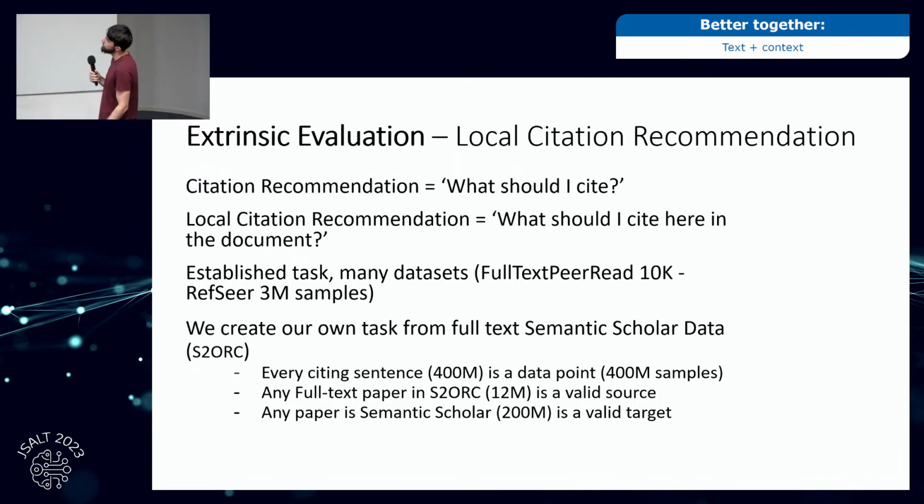There are many data sets, and they tend to be fairly small, certainly in the context of what we've been doing. So full text PeerRead is 10K samples, RefSeer 3 million. And we've created our own task from the Semantic Scholar data, which has full text, which they call S2ORC, which is around 12 million papers. Every citing sentence within those, and there are about 400 million, is a data point. So we're going from 12 million papers to up to any of the papers in Semantic Scholar can be targets. So we've got this 12 million to 200 million mapping with 400 million samples.